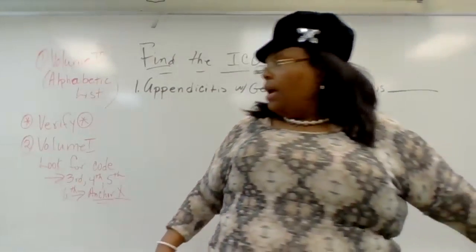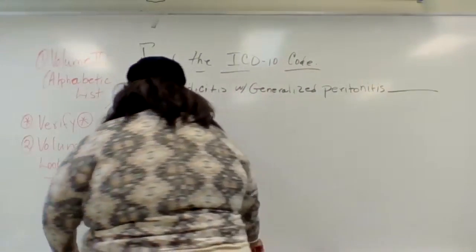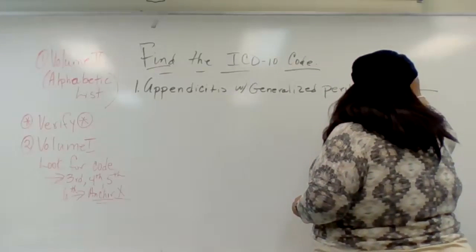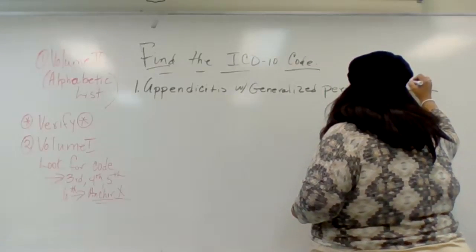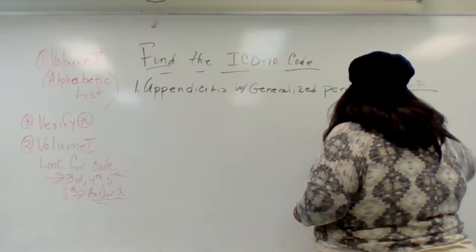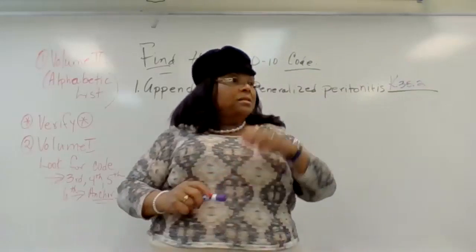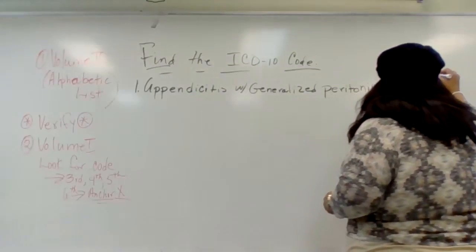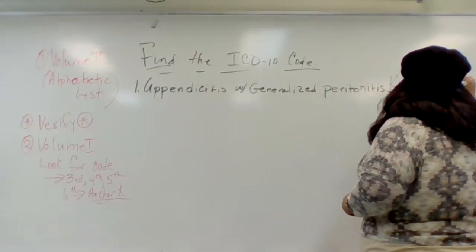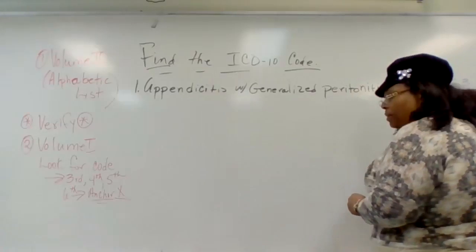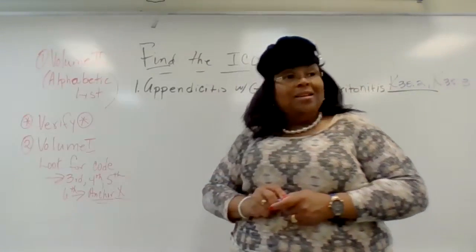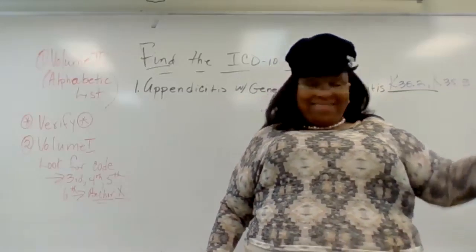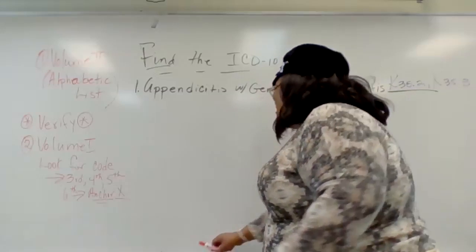K35. K35.2, okay? So she says K35.2. Did you verify that? No. Okay, so she's going to verify that. K35.2. What did you say, Chris? K35.3. Okay, so you're being challenged, Tasha. K35 is .2. Generalized. Okay. All right.